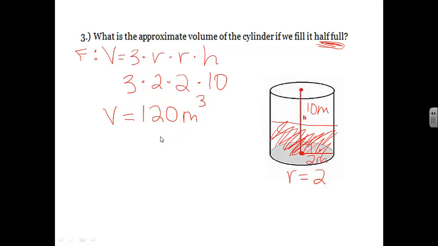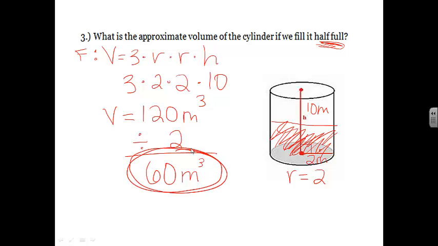But is that my answer? Very good. No, I've got to divide by 2 to get half of it, because it's only half full. We're only finding the volume of half. So 120 divided by 2 would give me 60 meters cubed, and that would be my answer. Okay? What happens if it was a fourth full? If it was a fourth full, what would we need to do? I knew you knew. We've got to divide by 4.